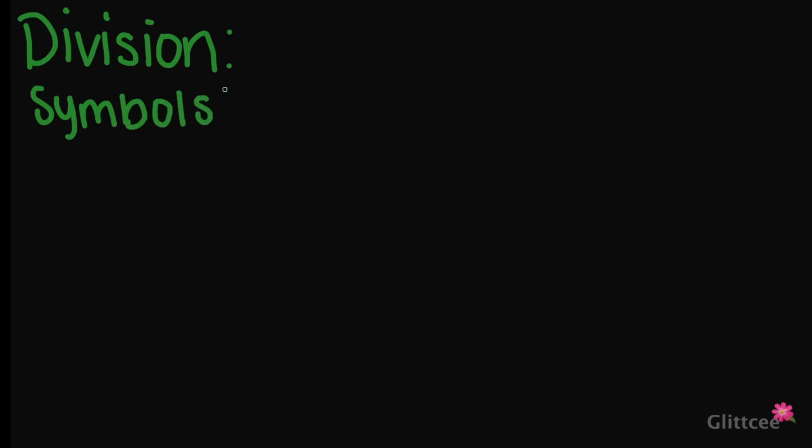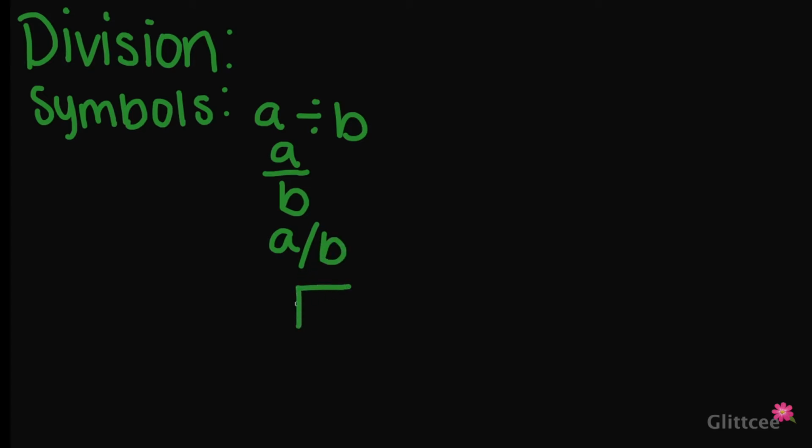Some common symbols and signs that you will see are something like A divided by B, or you'll see it like this, A on the inside and B on the outside, A divided by B.